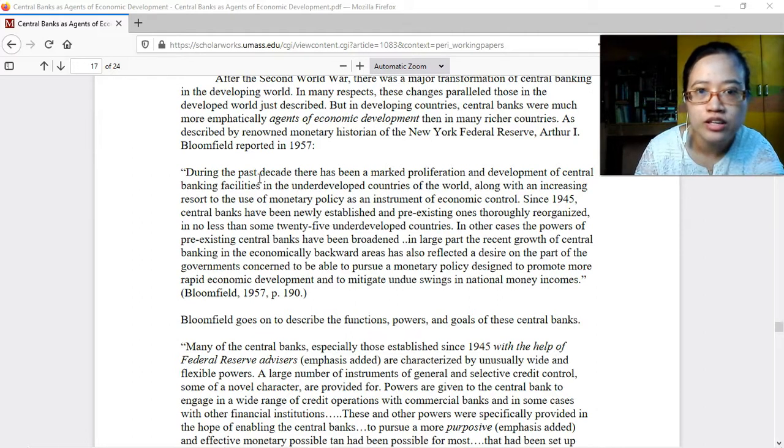Let's read this one. During the past decade, there has been a marked proliferation and development of central banking facilities in the underdeveloped countries of the world, along with an increasing resort to the use of monetary policy as an instrument of economic control. Since 1945, central banks have been newly established and pre-existing ones thoroughly reorganized in no less than some 25 underdeveloped countries. In other cases, the powers of pre-existing central banks have been broadened. In large part, the recent growth of central banking in the economically backward areas has also reflected a desire on the part of the governments concerned to be able to pursue a monetary policy designed to promote more rapid economic development and to mitigate undue swings in national money income.